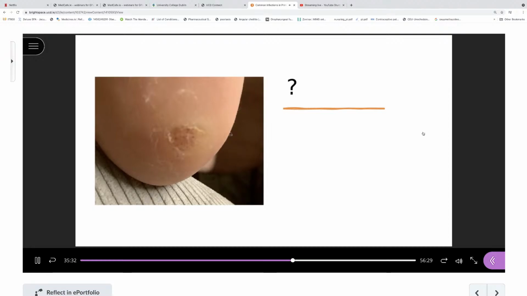This picture is the only image in this talk that doesn't have an acknowledgement, because that's my daughter's heel. So this is a verruca, and it's caused by the human papillomavirus. So this is an almost ubiquitous infection of childhood, and we see it a lot in general practice.